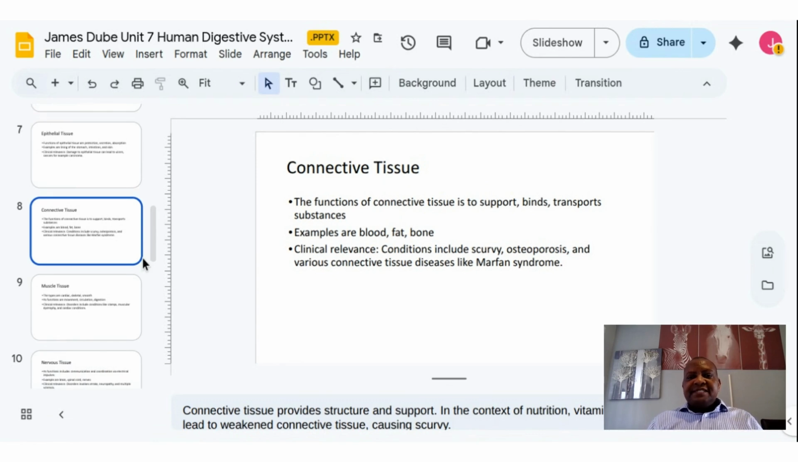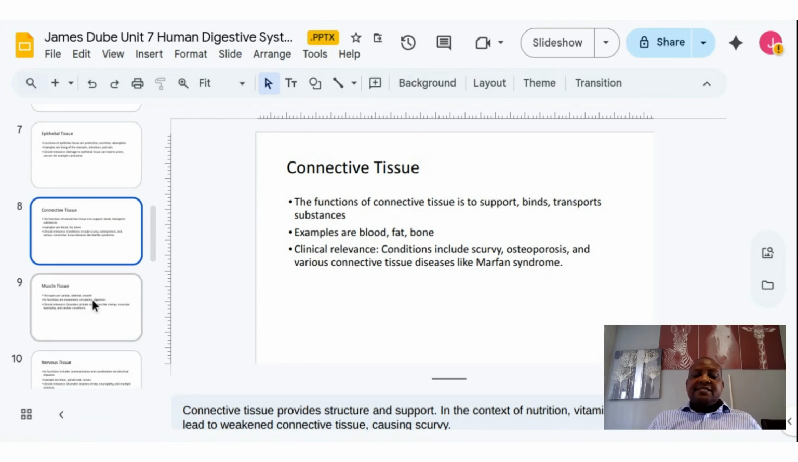The effect on the connective tissue can lead to conditions such as scurvy, osteoporosis, and various connective tissue diseases like Marfan syndrome. So we see how important it is to ensure that the connective tissues are protected so that a body can stay healthy. Another type of tissue is the muscle tissue, which is my next slide now.